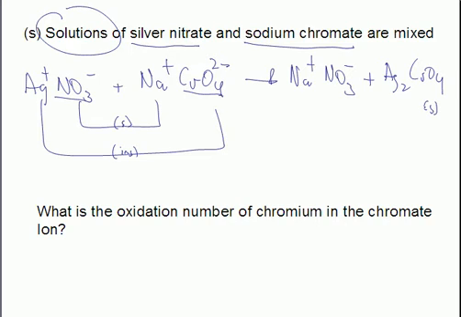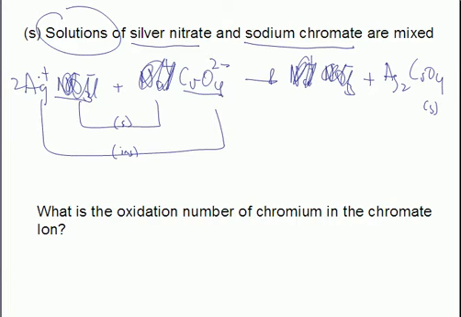Ag2CrO4 is going to be our precipitate. Spectator ions are going to cancel. That's always going to be the nitrate. Sodium is also a spectator in this case. And we're left with Ag. You're going to have to balance that. 2Ag+ plus a chromate ion produces the silver chromate precipitate.